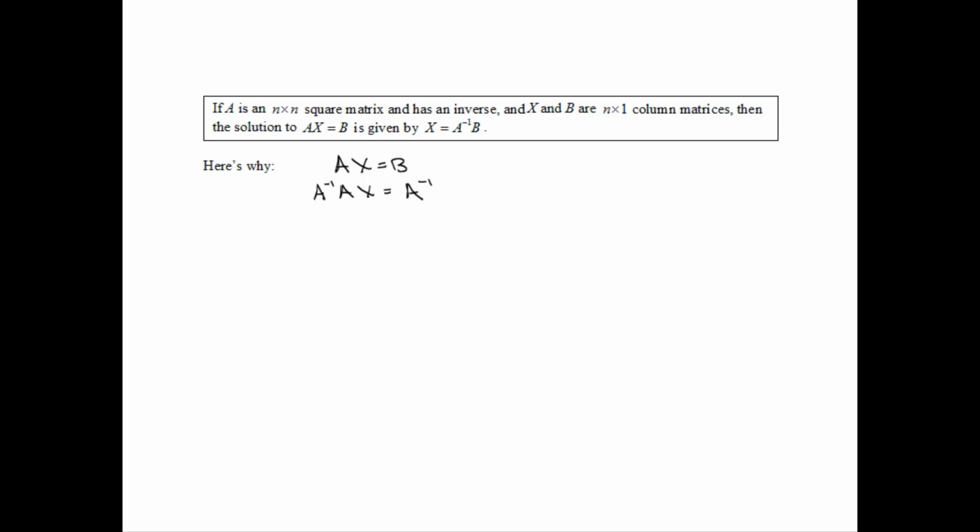Now, we have to be careful with this. In real numbers, we could left multiply or right multiply, the same thing, because in real numbers, multiplication is commutative, meaning we can change the order. Here, it's very important that we multiply on the left, because we want a inverse and a to be next to one another, because what is a inverse times a? It's the identity matrix I.